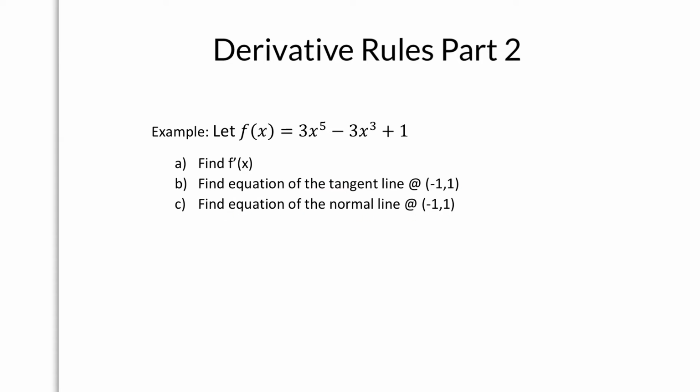So let's go ahead and do part A. Now remember before, this used to be very difficult. We'd have to do the 1, 2, 3 steps with the limit. But now that we have the rules, the derivative is simply equal to, well, 15x to the 4 minus 9x squared, and the derivative of 1 is just 0 because it's a constant.